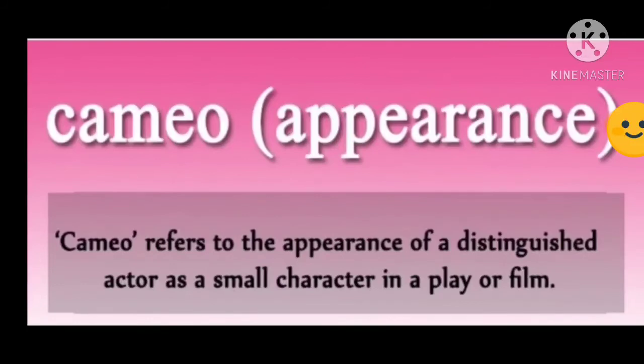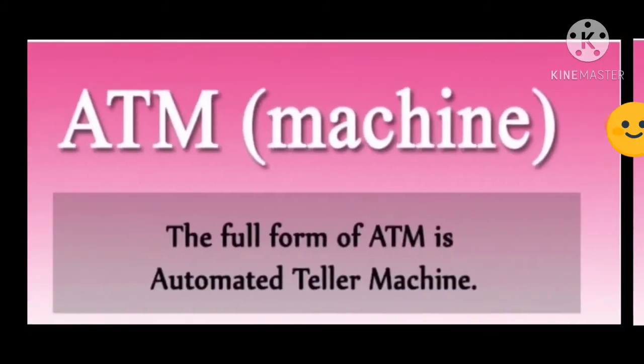Cameo means appearance. The word refers to the appearance of a distinguished actor as a small character in a play or film. So, don't use "appearance," which itself means the same. This comes under redundancy, unnecessary uses.